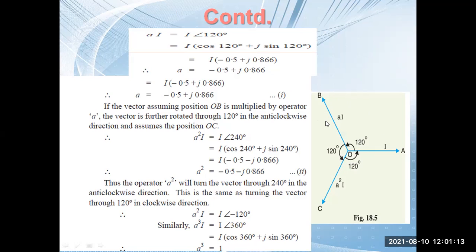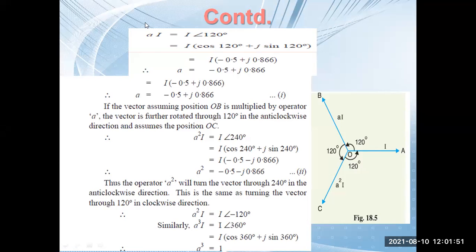Similarly, if you multiply AI with A, this becomes A square into I. Again there will be a phase displacement of 120 degrees, and the phasor moves to this position. Now if you multiply A square I with A, this will be A cube I. So A cube I equals I, that means A cube equals 1. So if you multiply the A operator with any vector, the vector gets rotated by 120 degrees in the anti-clockwise direction.